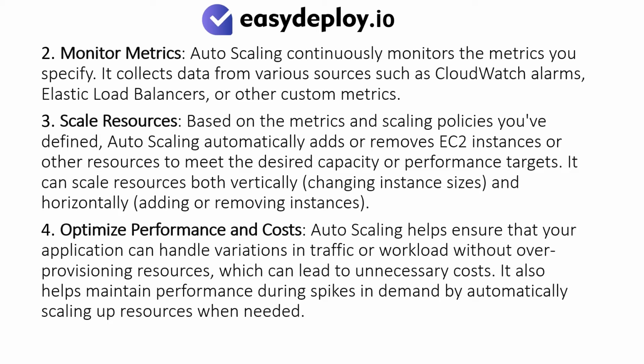Scale resources. Based on the metrics and scaling policies you've defined, auto-scaling automatically adds or removes EC2 instances or other resources to meet the desired capacity or performance targets. It can scale resources both vertically and horizontally. Optimize performance and costs. Auto-scaling helps ensure that your application can handle variations in traffic or workload without over-provisioning resources, which can lead to unnecessary costs. It also helps maintain performance during spikes in demand by automatically scaling up resources when needed.